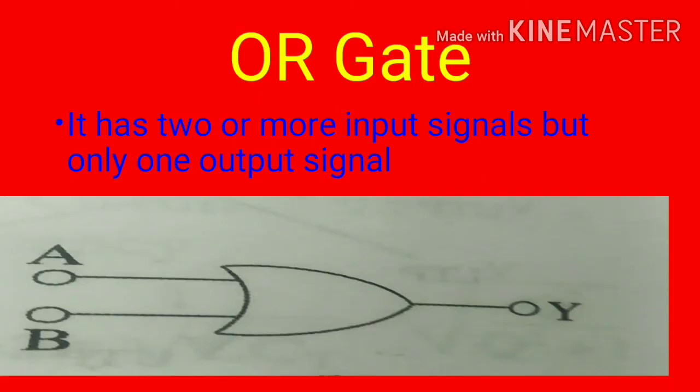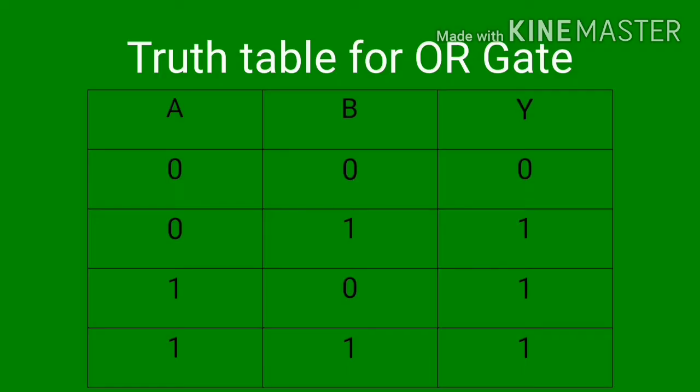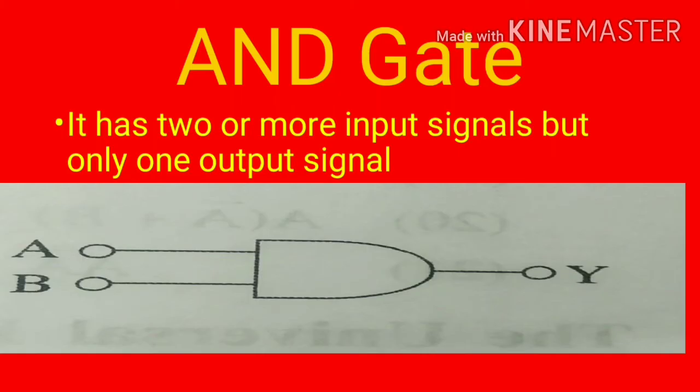OR gate. It has two or more input signals but only one output signal. Truth table for OR gate: for the value of 0 0 the output is 0. For all the remaining AB values, the output will always be 1.